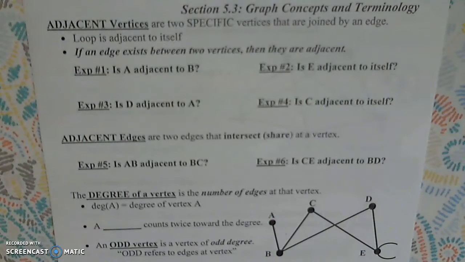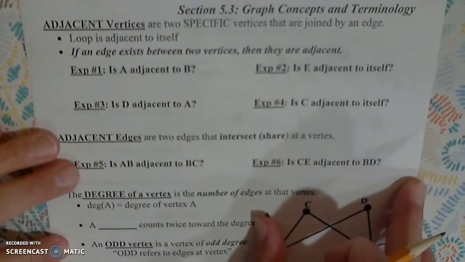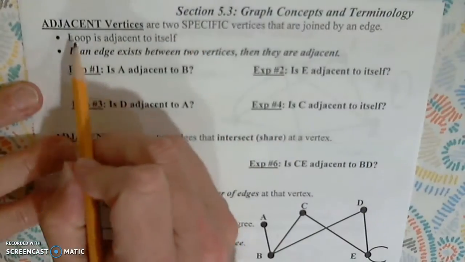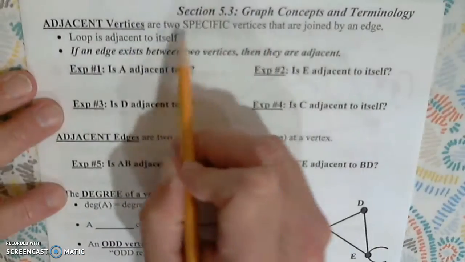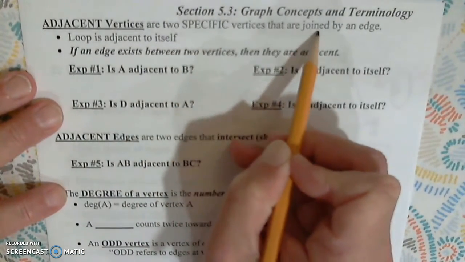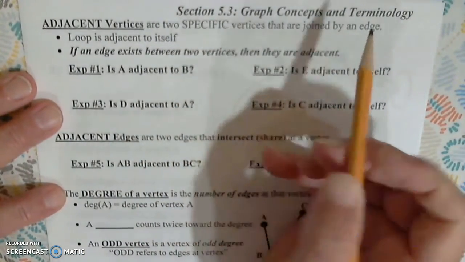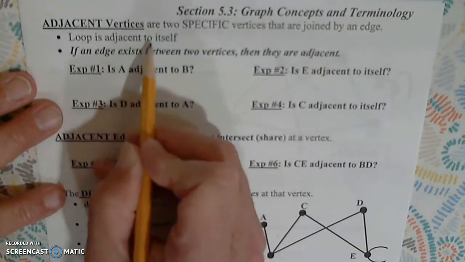All right, so continuing on with our graph theory, this is some more graph concepts and terminology. This would be section 5.3. All right, so adjacent vertices are two specific vertices that are joined by an edge. A loop is adjacent to itself.